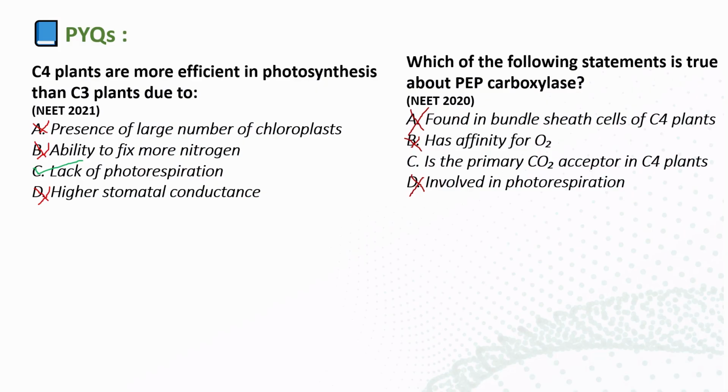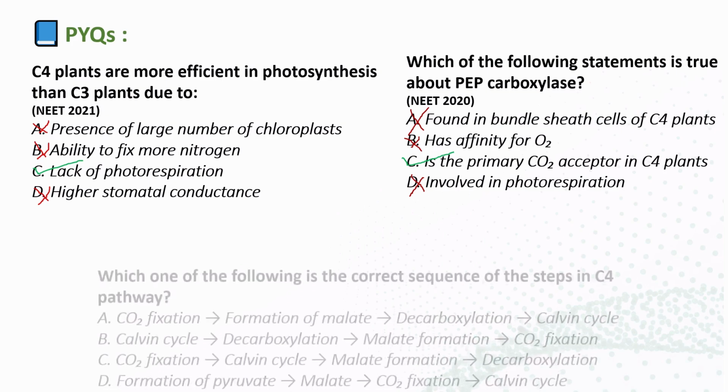Obviously, the right answer is that it is the primary CO2 acceptor in the C4 plants. Why? Because phosphoenolpyruvate carboxylase accepts the carbon dioxide from the atmosphere and fixes it into oxaloacetate. That's why it is the primary one and correct about the PEP carboxylase enzyme. Okay, so we'll move on to the next question here.